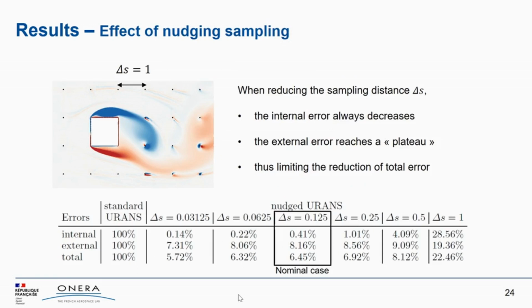Now, we have also investigated the effect of nudging sampling, and here delta S is the sampling distance.